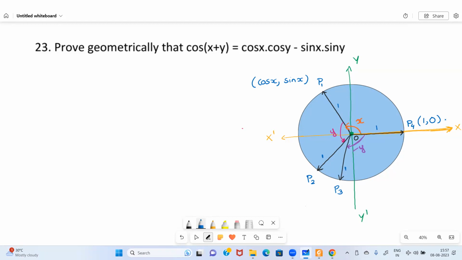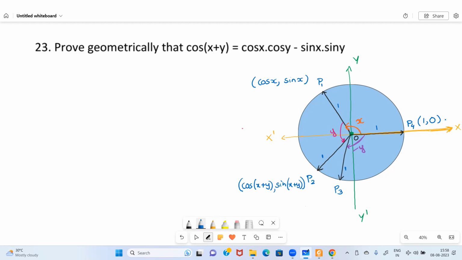Now, let us look at this, guys. What is this total angle? The total angle is x plus y, correct? So the abscissa in this case is going to be cos of x plus y, and the ordinate is going to be sin of x plus y.